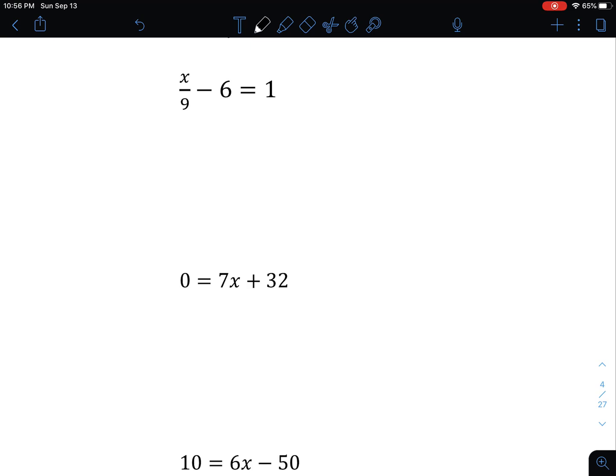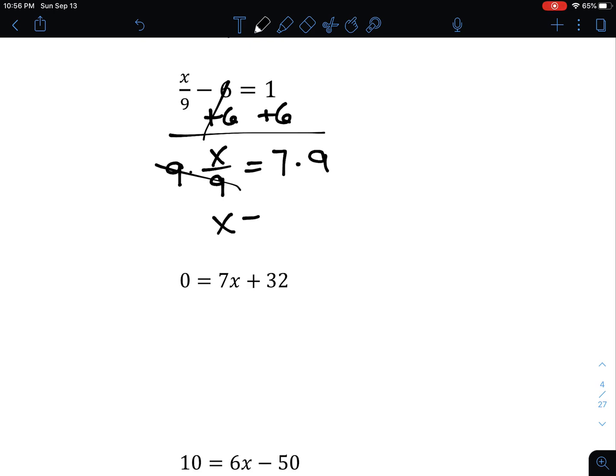So we've got x divided by 9 minus 6 equals 1. So the divided by 9 is what's directly attached to x. So let's go ahead and get rid of the 6 first and add 6 on each side. That gets us x over 9 is equal to 1 plus 6 is 7. Opposite of dividing by 9 now would be to multiply by 9 on each side. That gets us x by itself is equal to 63.